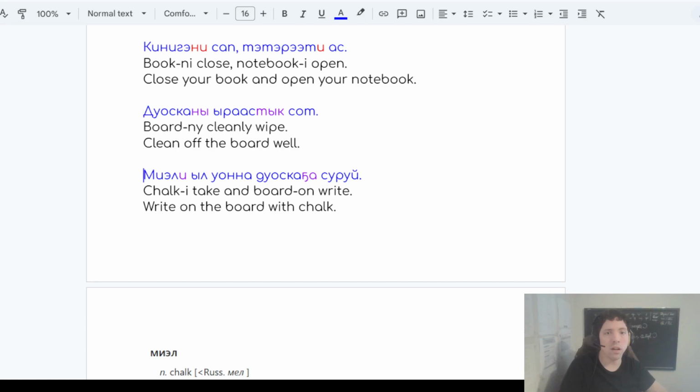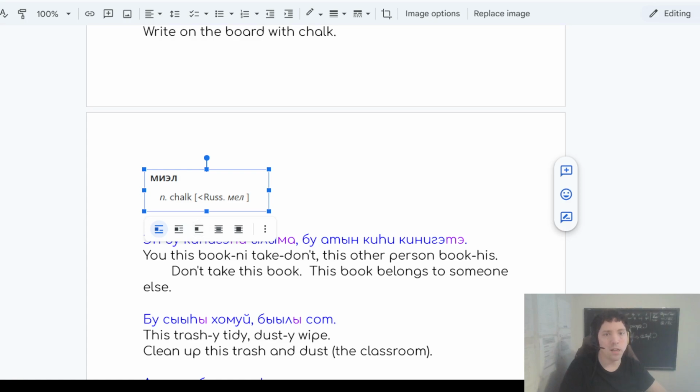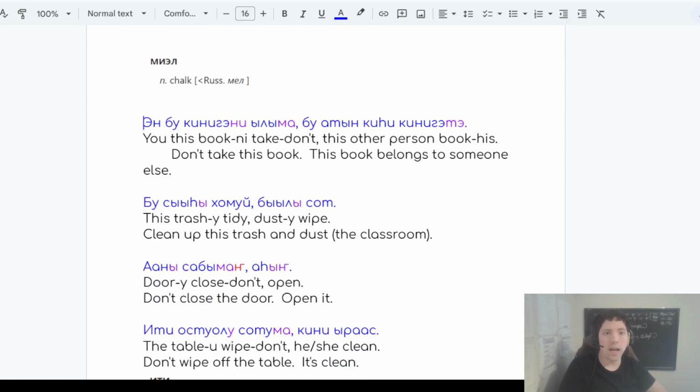So in this case, in English, we say with chalk. In Sakha, bieli. Biel is chalk. Chalk, from Russian, biel. Alright. En bu kinigeni ulama bu atan kihi kinigete. Don't take this book. This book belongs to someone else, belongs to other person. Bu sehe hamwi belasot. Clean up this trash and wipe the dust, but we'll say dust the classroom. Anne sabamang achen. Don't close the door. Open it.